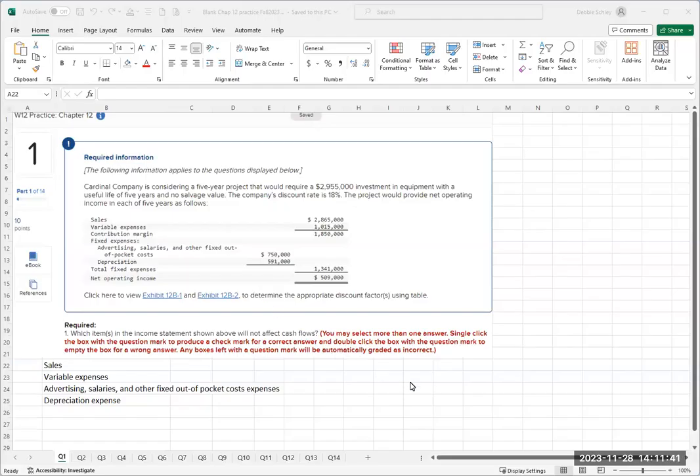This is going to be a homework walkthrough for Chapter 12 practice. So we're just going to talk through these. In each question, all of this data is the same. We're working for Cardinal companies.